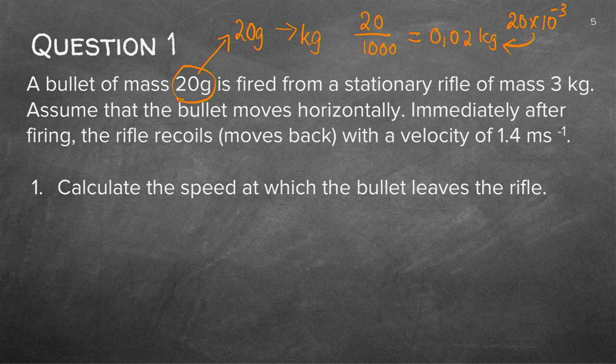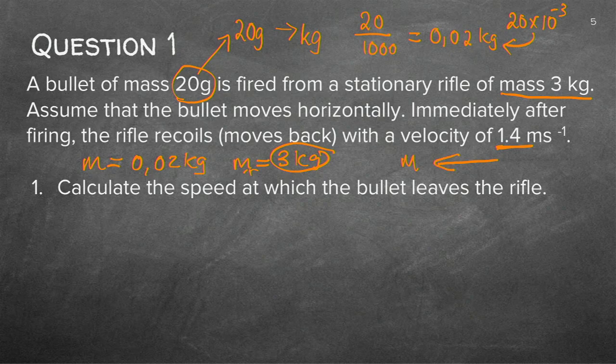So the bullet has a mass of 0.02 kilograms. The rifle has a mass of 3 kilograms. Assume that the bullet moves horizontally, which is fine. Immediately after the firing, the rifle recoils with a velocity of 1.4. So the mass of the rifle is 3 kilograms, and this mass is moving backward at a velocity of 1.4. And what do you have to remember? It's negative. Otherwise, you're going to have the wrong calculations.